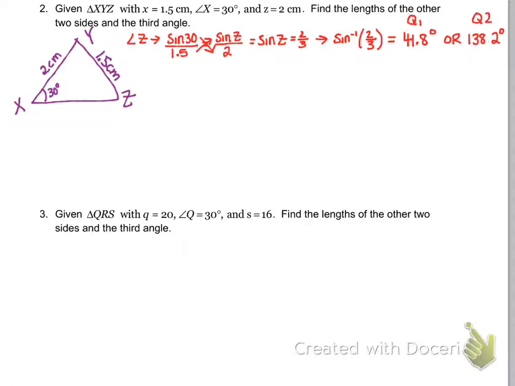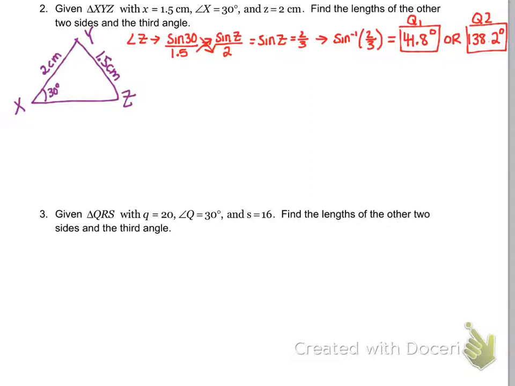So this is where we can have 2 situations. Now, when I said check before, you have to make sure that the angle you're given, which was 30, plus your first angle, which in our case is 41, is less than 180, which it is, so we can proceed. And the angle 30 plus the 138 is also less than 180, so we can proceed. So both of these angles are appropriate. Both of these work. Okay?